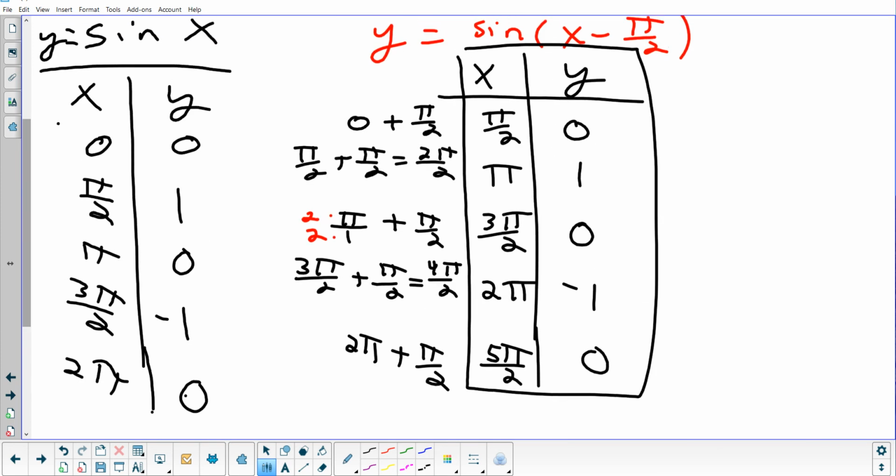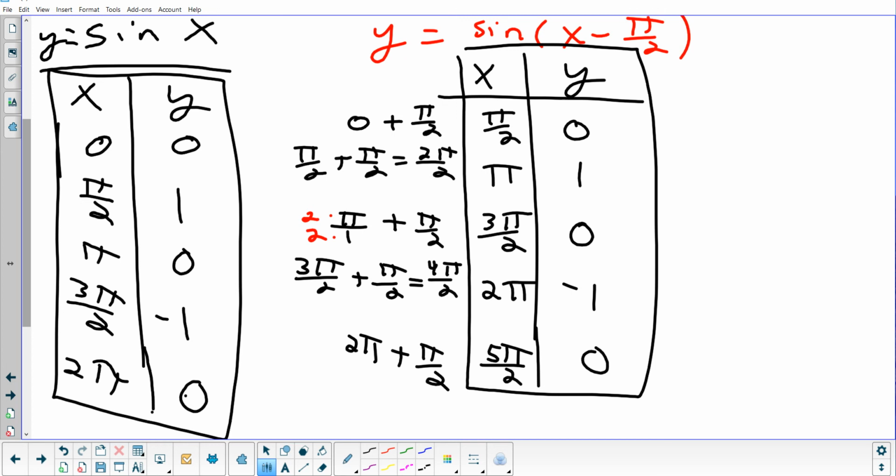Think about our original table for sine. I told you these x values in degrees earlier: 0, 90, 180, 270, 360. These are all equally spaced. We started with values that were all nicely spaced. And we took all those values and shifted them all the same amount. If you start with values that are equally spaced and you move them all the same amount, are they still equally spaced? Yeah.